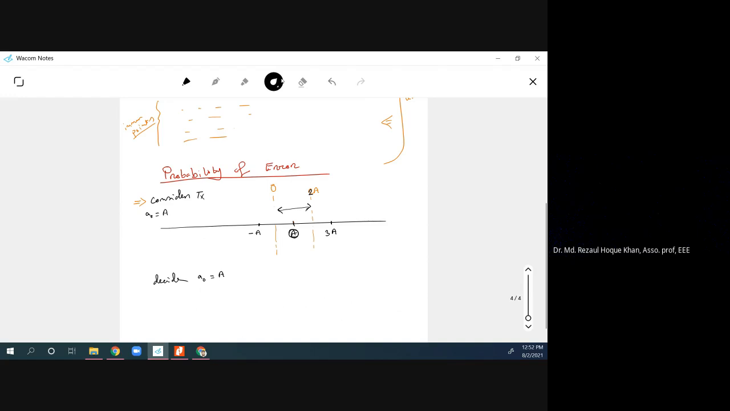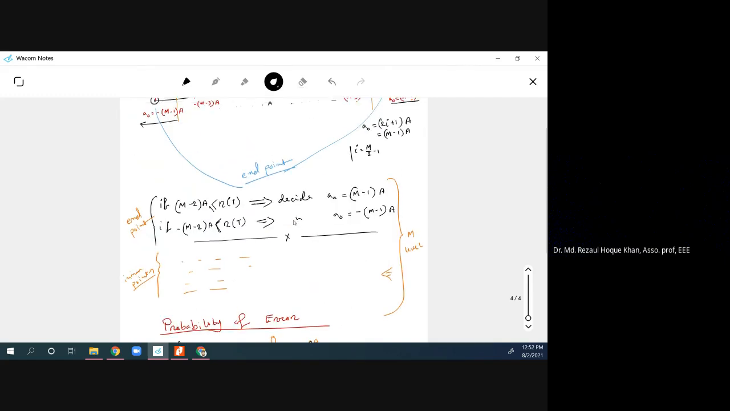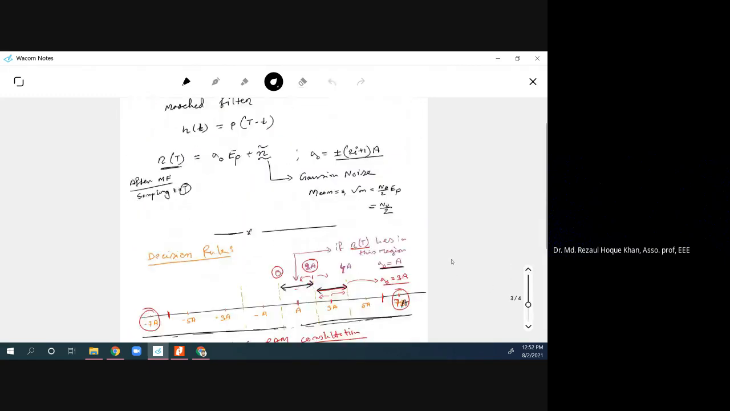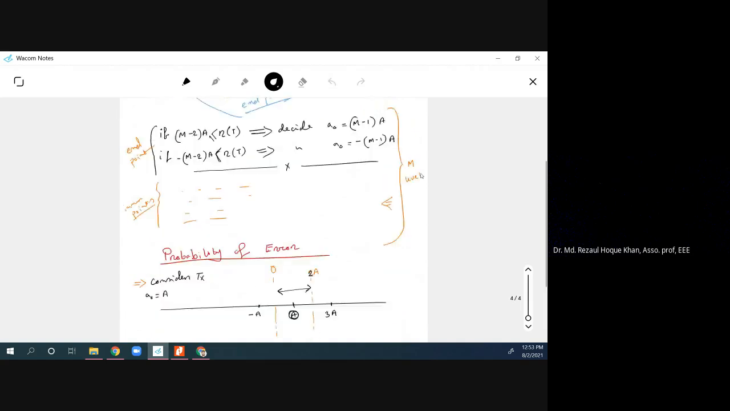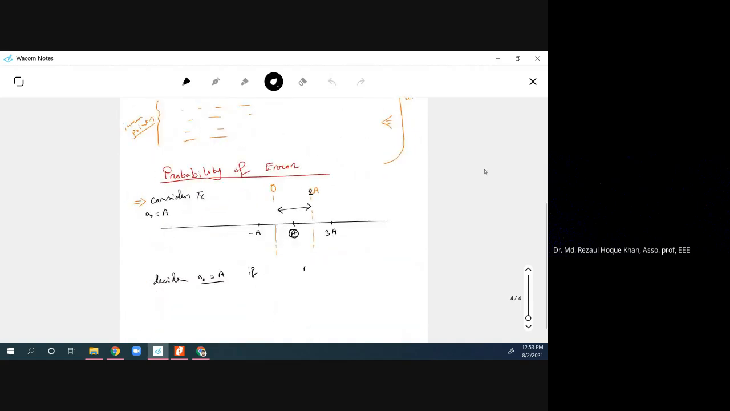So decide a0 equal to a when, if that is our condition previously. For example, the first condition, a0 equal to a. So this is the condition, 0 to twice a. So RT is greater than 0 and less than twice a. If this is the condition, then it will be received correctly. Here it will be received correctly.